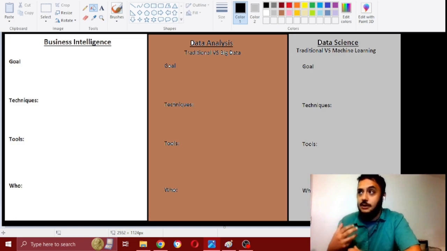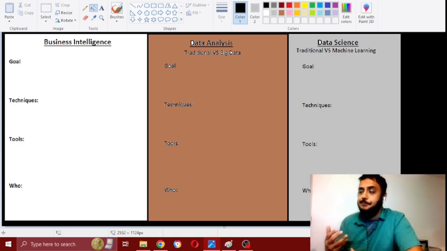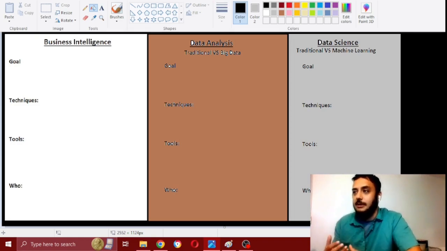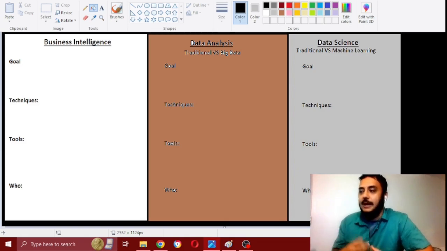As far as the tools are concerned, traditional data analysis is more like Excel, SPSS, let's say maybe SQL. R and Python are always handy. They are very huge programming languages that could be used for a variety of things. We can also use them for basic data analytics or traditional data analysis.